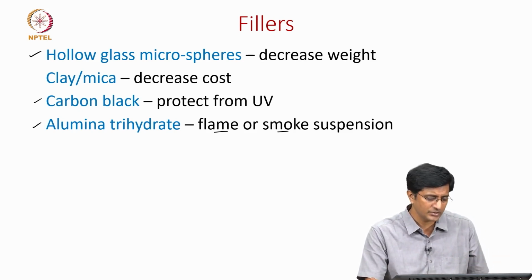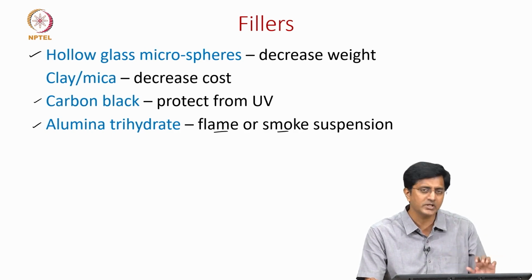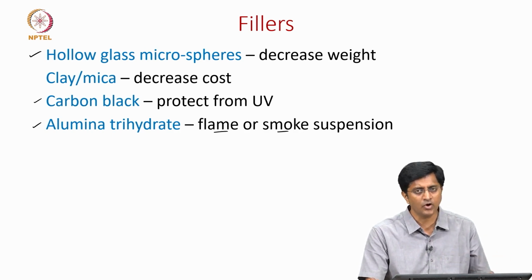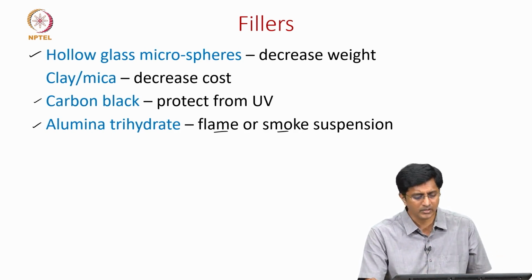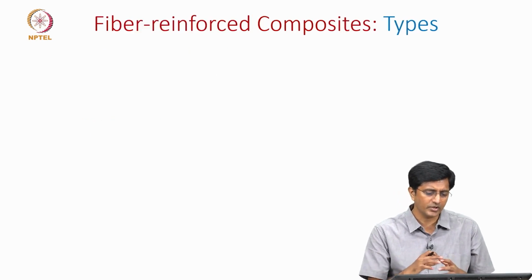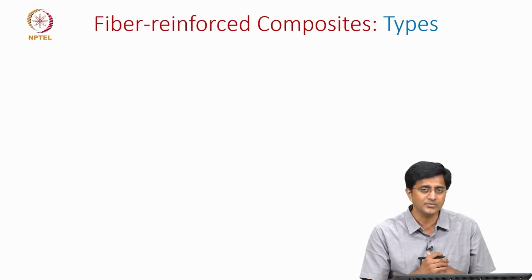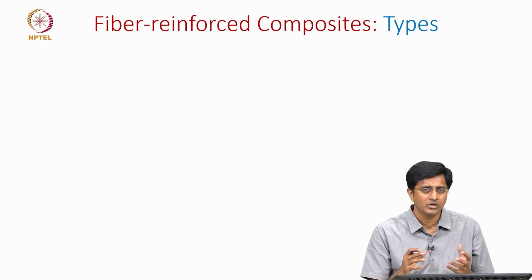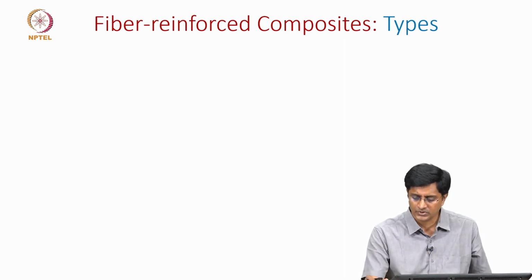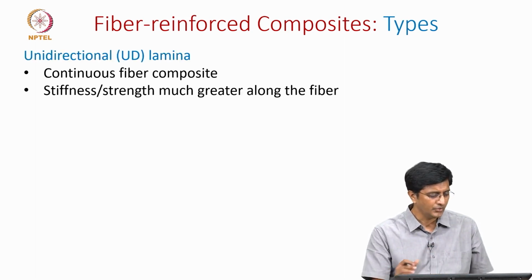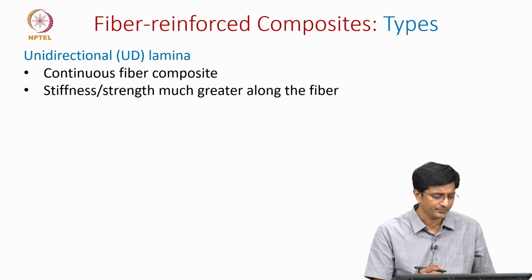So, this should complete the first part of this video where we are looking at the different materials used in the composites. Now, we move to the second part where we are looking at different kinds or types of composites, meaning what are the different forms in which we see composites and how we use it in the structures. So, let us start with unidirectional lamina.